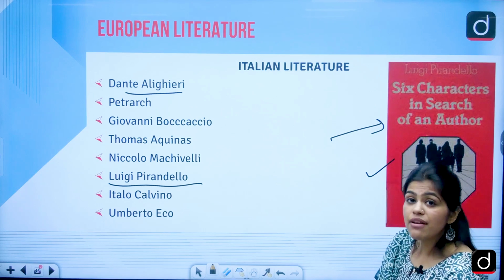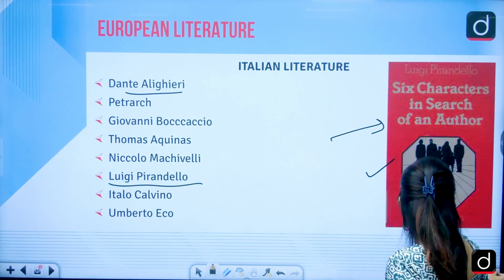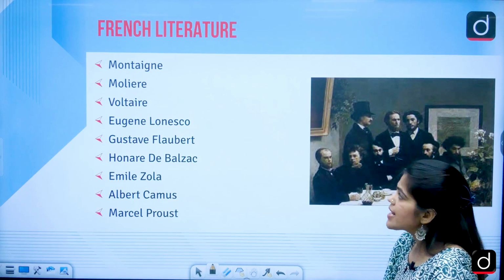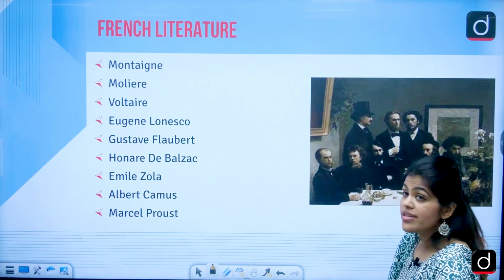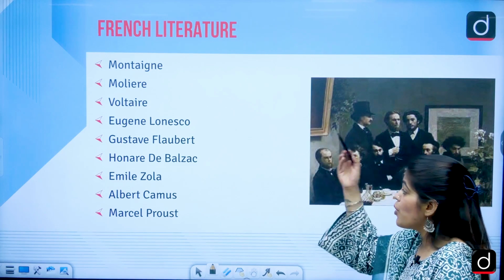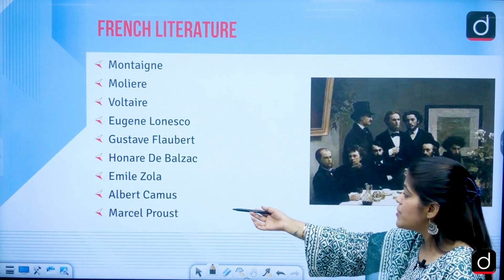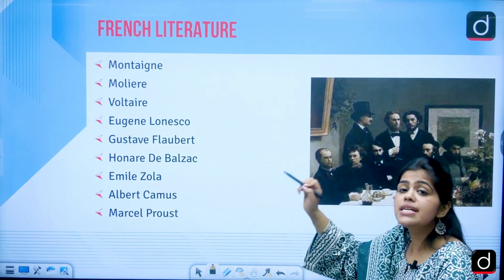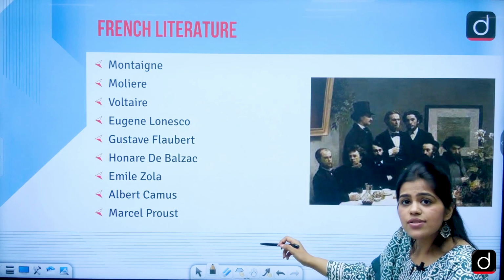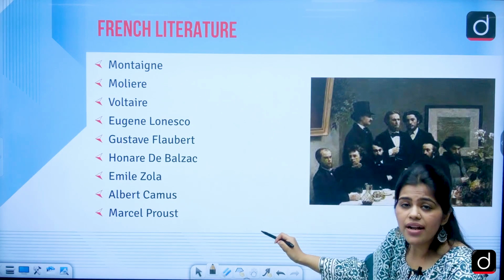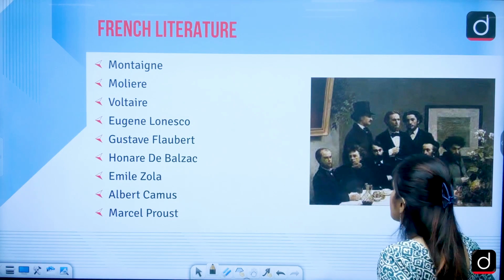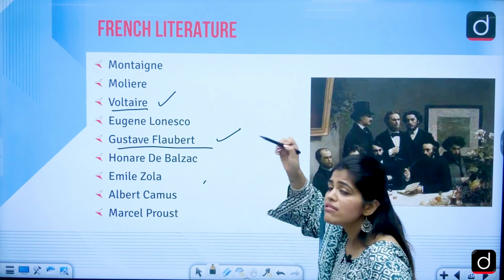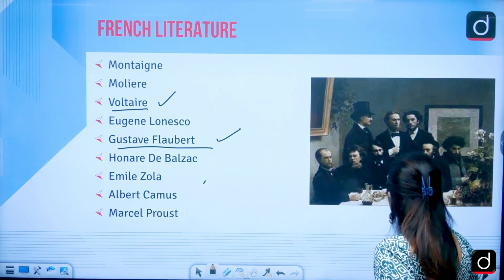Then comes Italo Calvino, and you have Umberto Eco. Then we have the French literature. From French literature, we have writers like Montaigne, Voltaire, right? We have Gustave Flaubert, we have Emily, we have Albert Camus, and we have Marcel Proust. So these are very important writers. All the texts associated with them and the time period are important. Chronology questions are asked. And Gustave Flaubert is very important. Voltaire, you cannot leave these writers.